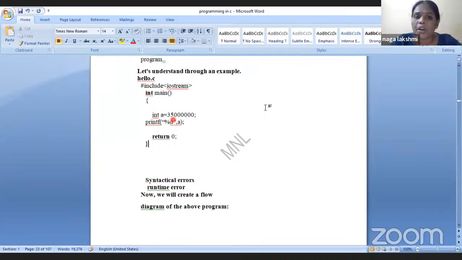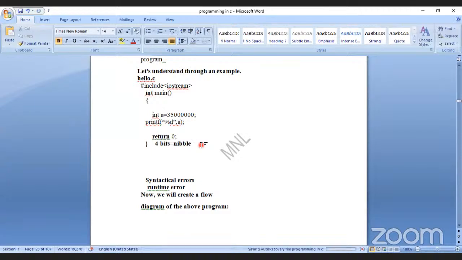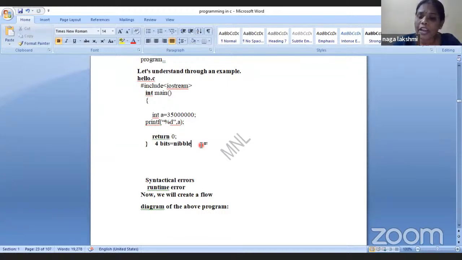Okay, now 4 bits, what could I call 4 bits? 1 nibble. Now 8 bits, if I want to talk in terms of nibbles, 8 bits means 2 nibbles. Now understood, everyone? Yes, ma'am. Okay. So 4 bits equals 1 nibble. So here, int A means how many bytes it is going to take?